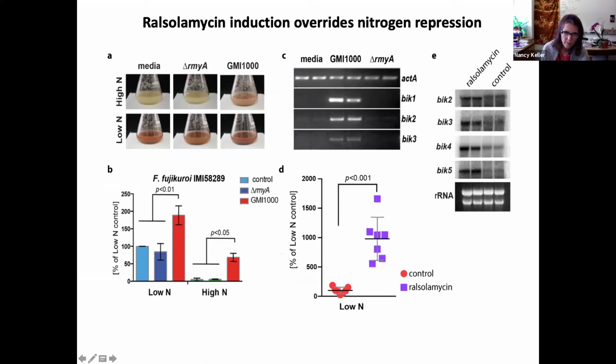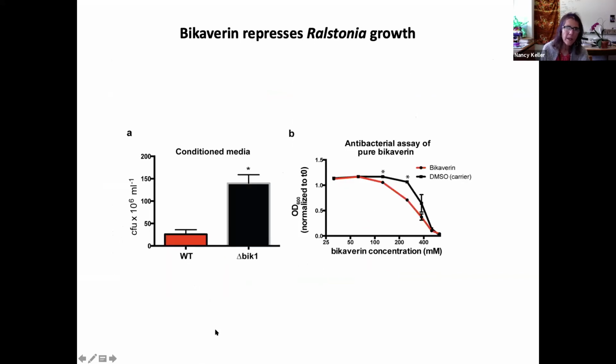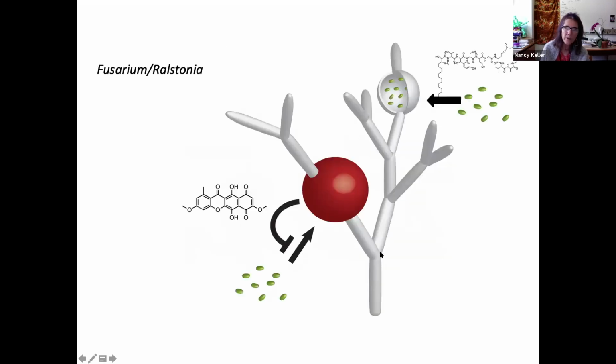So we went on to show then that bicaverin reduced Ralstonia growth. This is with whole extracts of the fungus, but we also got purified bicaverin and showed that purified bicaverin actually reduced bacterial growth. So we concluded from this particular interaction that yes, in this case, Ralstonia induced the chlamydospores in Fusarium, just as it does in every fungus, and the bacteria would enter.